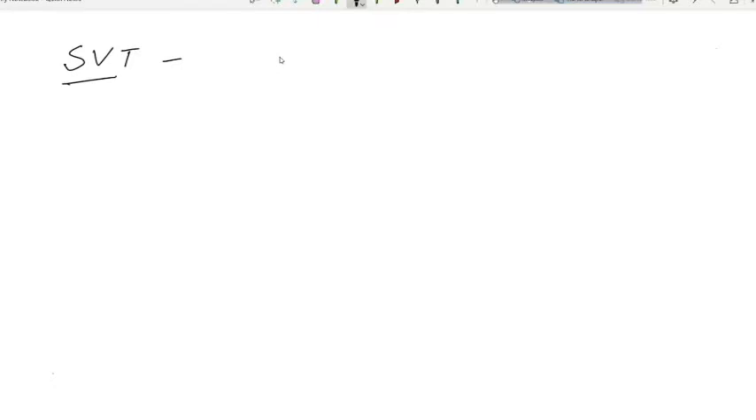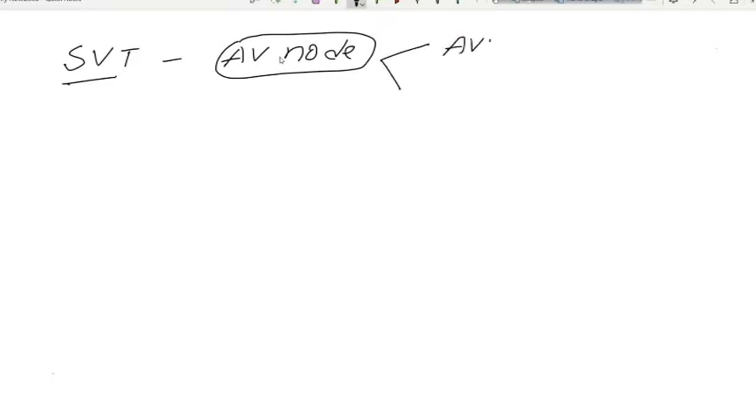we can keep in our mind that SVT is a problem of AV node. As you know, SVT is two type: atrioventricular nodal reentrant tachycardia, and another one is atrioventricular reentrant tachycardia. In either type, it actually involves AV node. So SVT is a problem of AV node, and this AV, this is our key point.